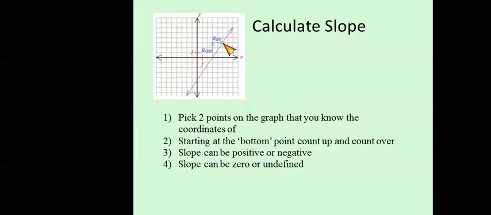Slope can be positive or negative. So if you go to the right, it's positive. To the left, it's negative. Always start on the bottom point. Slope can also be 0 or undefined. We'll look at an example in a minute.